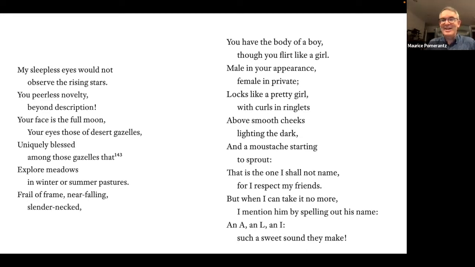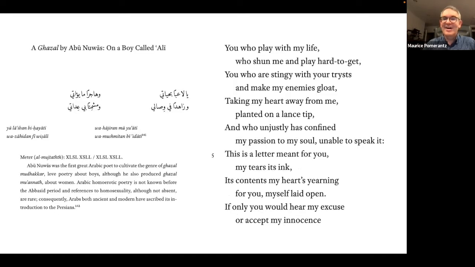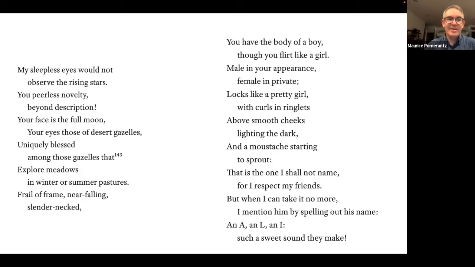It's actually a letter. He's writing to his beloved: this is a letter meant for you, my tears its ink, its contents my heart's yearning. He talks about his suffering love. And then he describes what's so beautiful about this boy, Ali. And it's actually about how he cannot name his beloved, and yet he will. It's a very interesting pose.